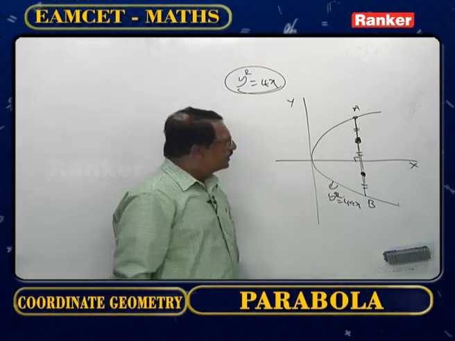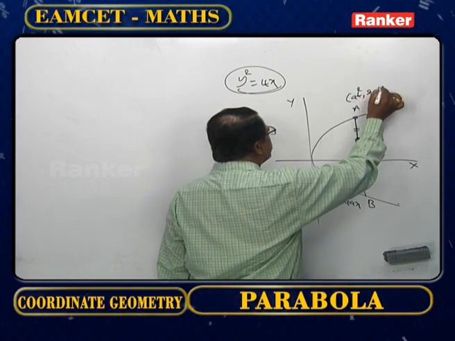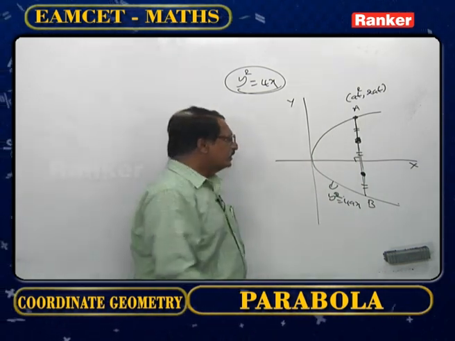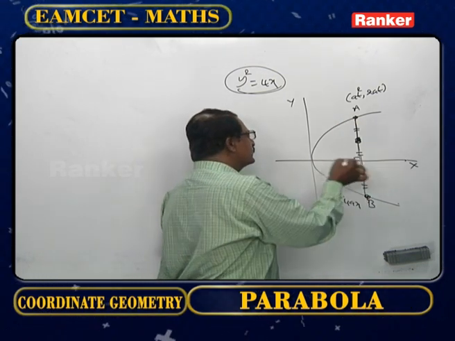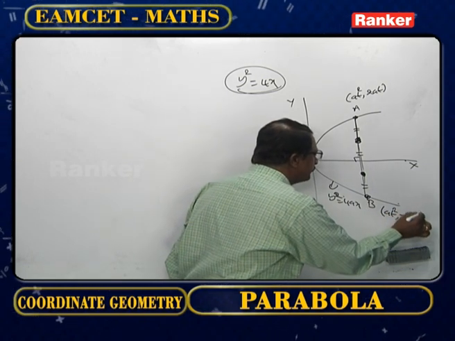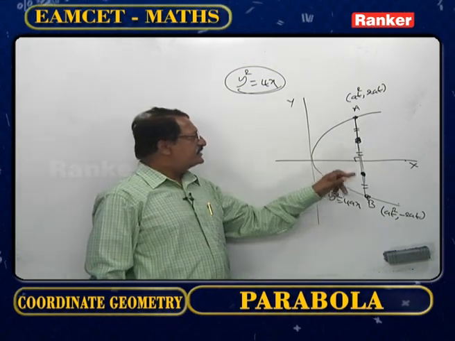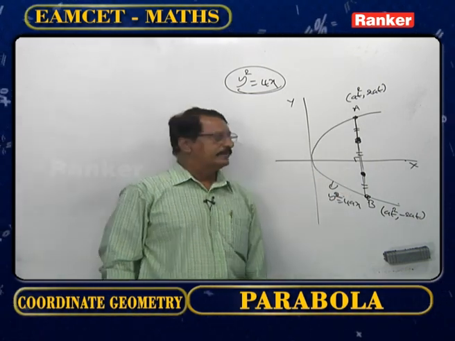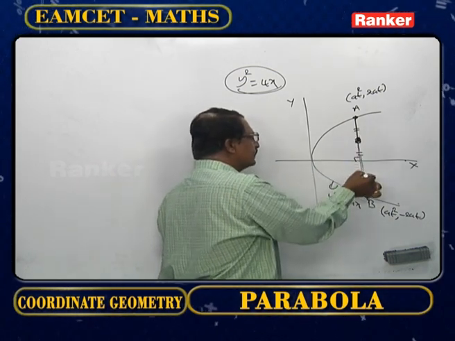Now, let the coordinates of the point A be at square comma 2at. Now, the coordinates of the point B, it is nothing but the image of A with respect to the x axis, so B is at square comma minus 2at. Now, trisection points divide the line segment AB in the ratio 1:2 or 2:1, one point and a second point.